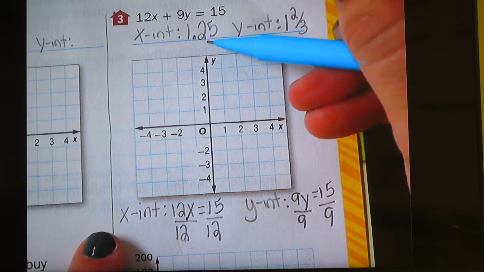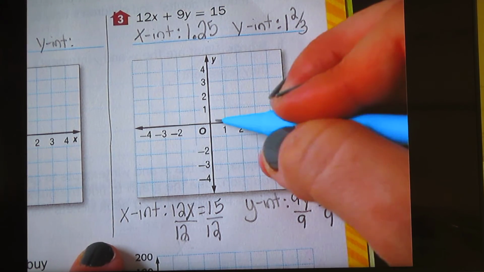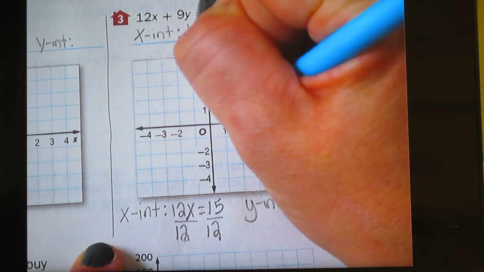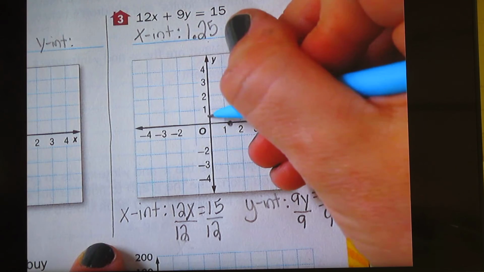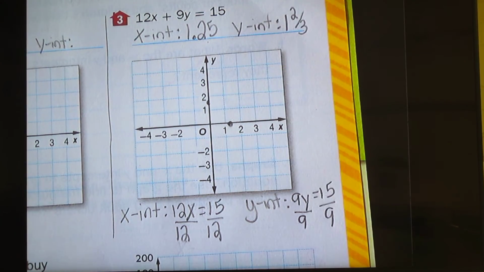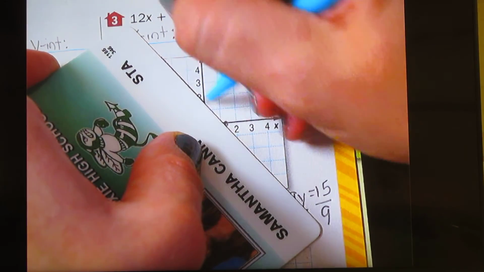Now I plot these points. They're nasty points, but I'm going to estimate anyway, so it's not a big deal. On the x-intercept, I go about 1 1/4 of the way, 1.25, and then I go 1 2/3 of the way. Then I take my ID and connect the points.